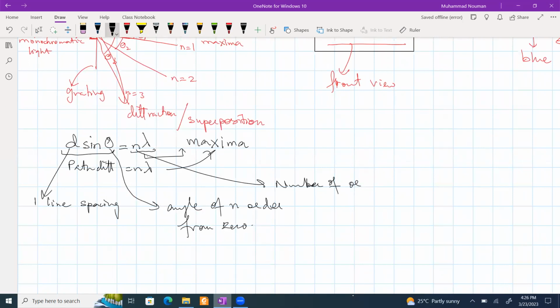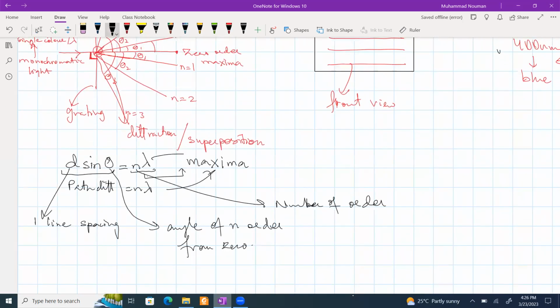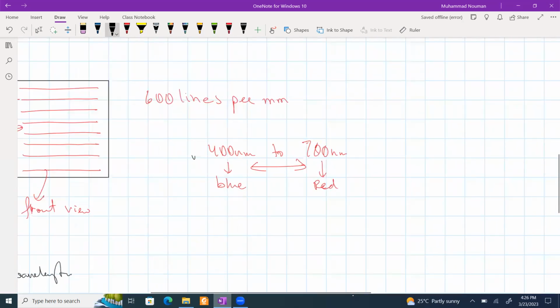Number of order means either 1, 2, 3, 4, and so on. This lambda is the wavelength of monochromatic light. So this is just the formula. Most of the time they do not give you D directly. They give you D in this form.